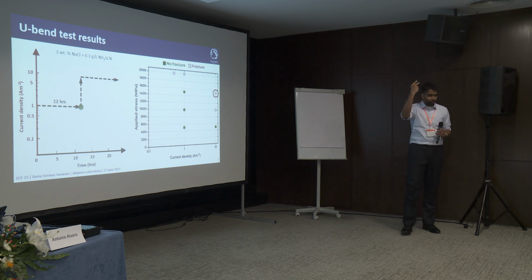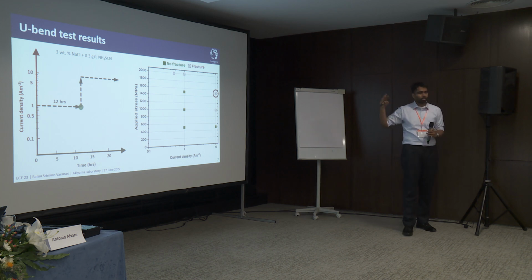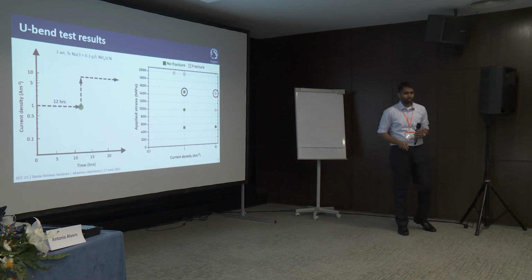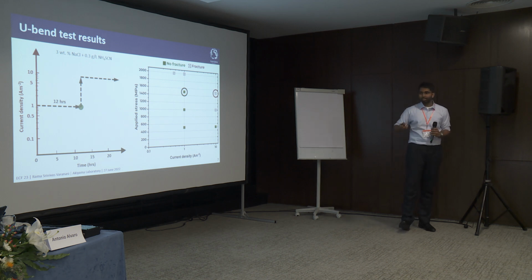There are two important reasons. The first reason is, of course, the UTS is about 1.5 gigapascals. And secondly, the more important reason is that when we studied the tempered martensite, it fractured at 1500 megapascals, but already at a current density of 1 ampere per meter square. In other words, for the dual phase steel, we see that the delayed fracture resistance is enhanced. Therefore, this condition is quite interesting for us.